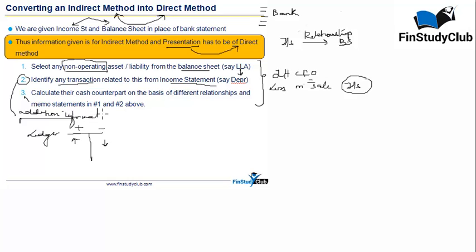A very critical piece of the entire process. Step 2 is one of the most important parts. Once you have done step 2, I'm going to identify any kind of relationship between the two and try to find out the cash counterpart.